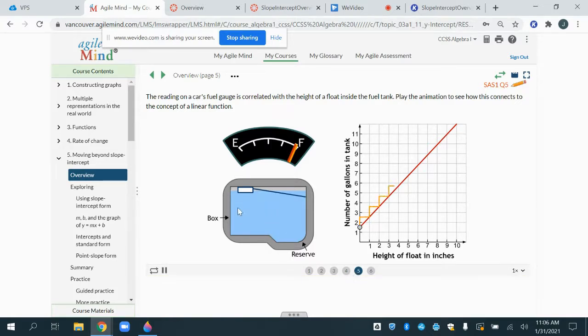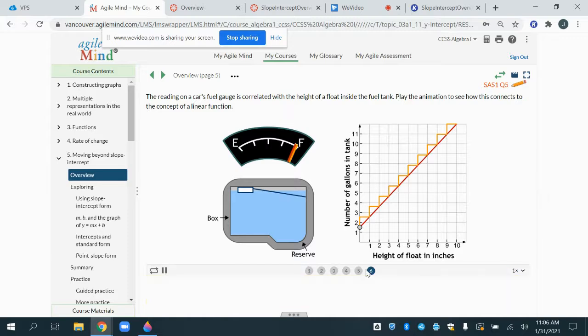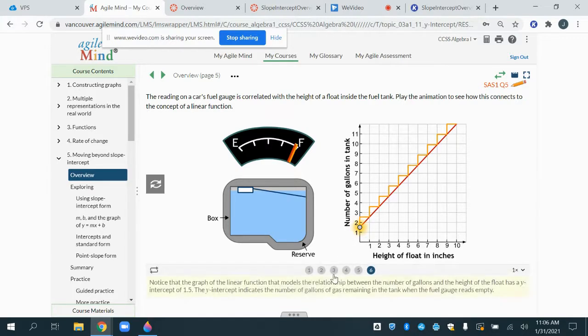But here's what we notice. He's been filling this thing up. As the float goes up, so does the number of gallons in the tank. That means that they're related. They're not directly proportional or anything, because it doesn't go through 0, 0, but as one goes up, the other goes up. Okay? That's important. As one goes up, the other goes up. That's about as far as we need to go down that road. So that's pretty straightforward, I hope.